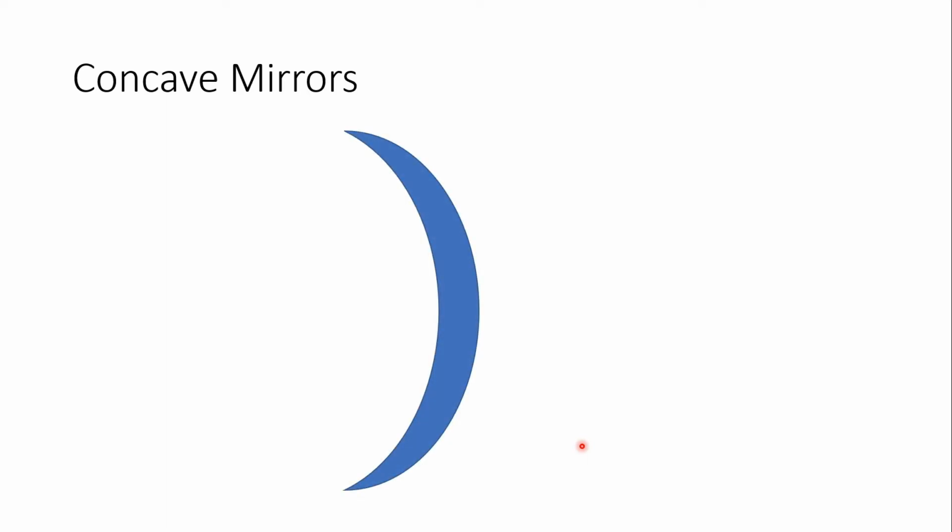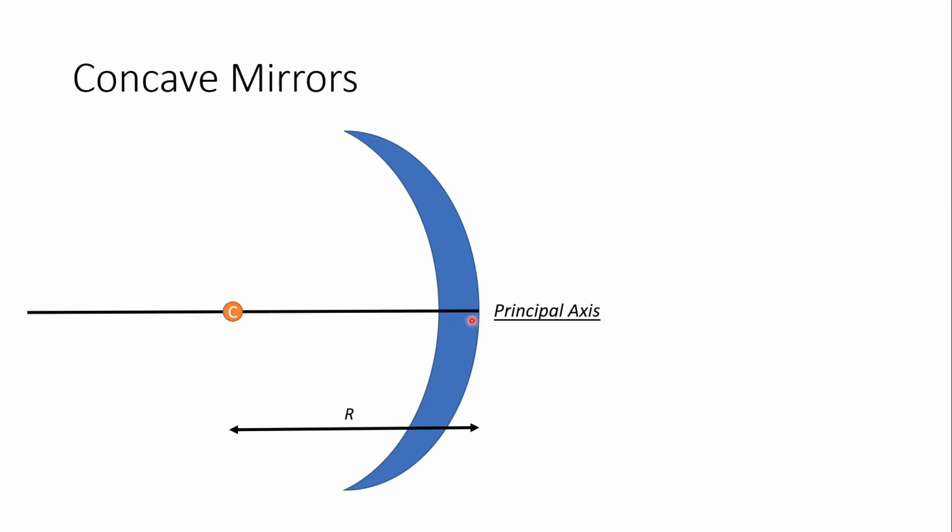That's a concave shape, so let's have the same thing here. Let's draw a line here. Since this is a curved mirror, it will have some center about which this mirror is curved, and it's going to have a radius. The line that passes through the center is also known as your principal axis.